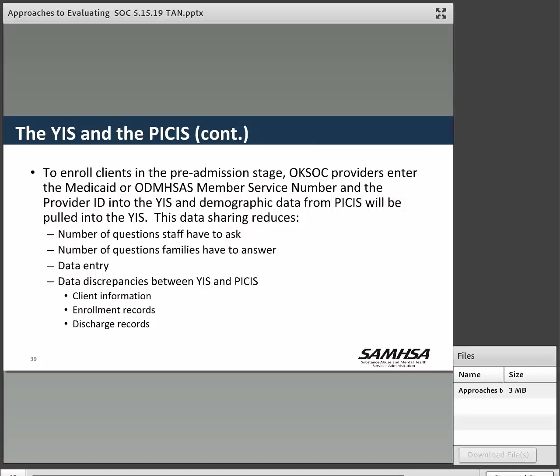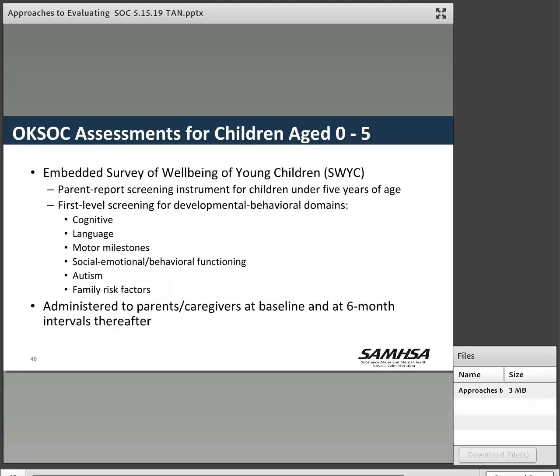And so we also access some of the PISIS data so that we can look at admissions and updates to CDC information and discharges and those kinds of things. The reason that we started that is so that we could have that data and reduce the data burden on families and staff. And so our sites enter the Medicaid or DMH number into PISIS, into the YIS, and the YIS pulls those questions in. So we don't have to ask 2 sets of demographic information, we don't have 2 sets of data entry, and we don't have data discrepancies between the YIS and PISIS on client information or enrollment records or discharges.